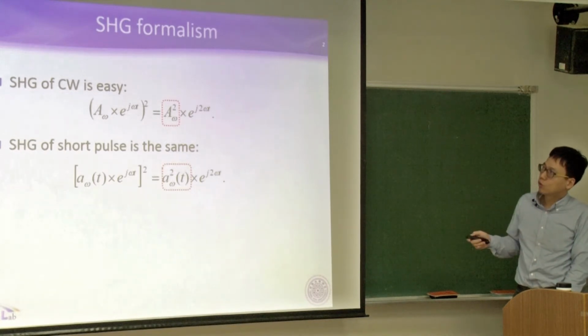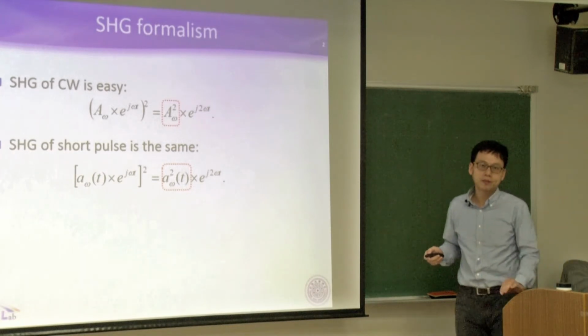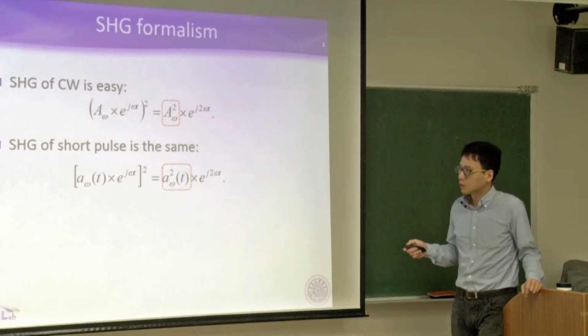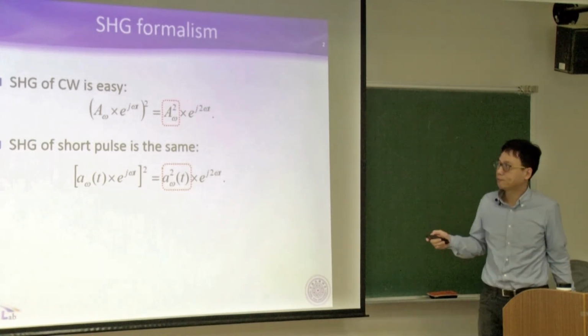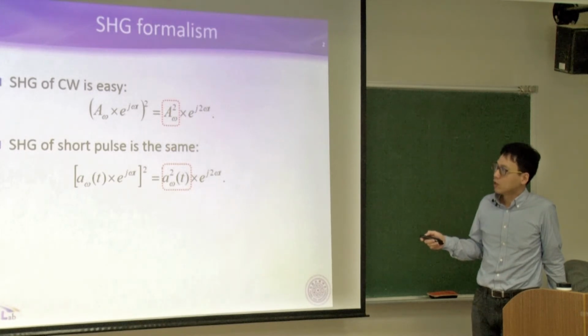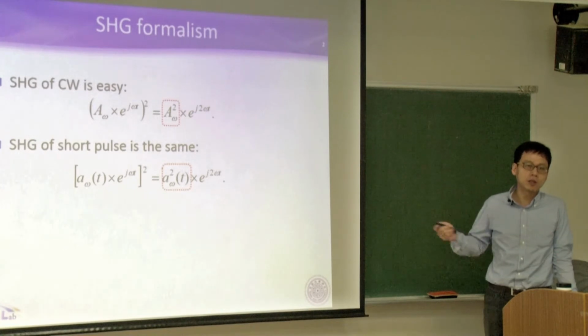And if you work with short pulse, it's pretty similar, just square in the time domain, but this time instead of a constant phasor, you have a temporal envelope function, complex temporal envelope function. So that means your amplitude and the phase can be functions of time instead of constant. But it's still the same. So in second harmonic domain, the carrier frequency is still doubled, and the second harmonic temporal envelope function is the square of fundamental function. Okay.